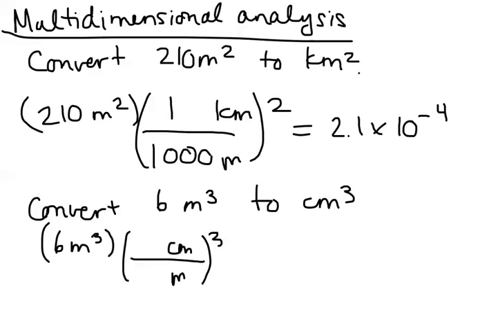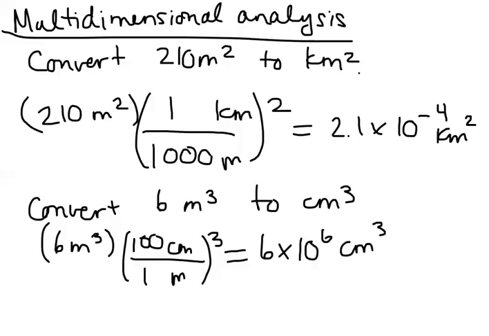Now, what's your conversion factor, centimeters to meters? 100 to 1. 100 cents in a dollar, 100 centimeters in a meter. When you put this into your calculator, you're going to put 6 times 100 to the third. Can anyone tell me what they get for that answer? 6 million. 6 times 10 to the 6. Oh, I forgot to put my units there.